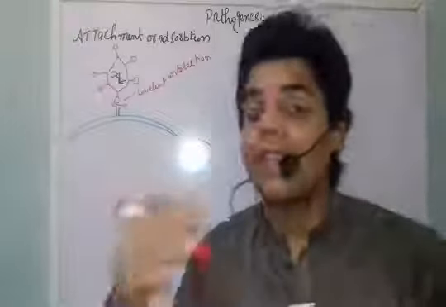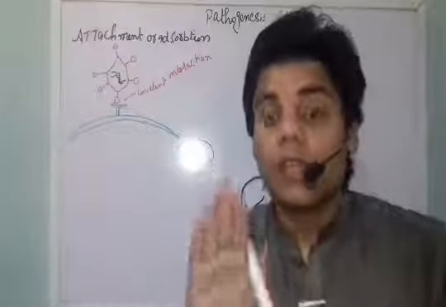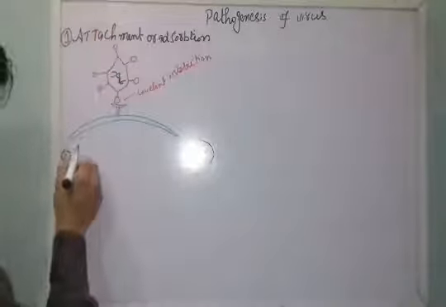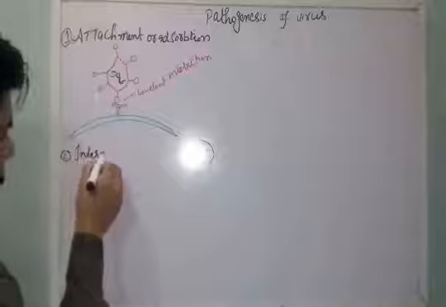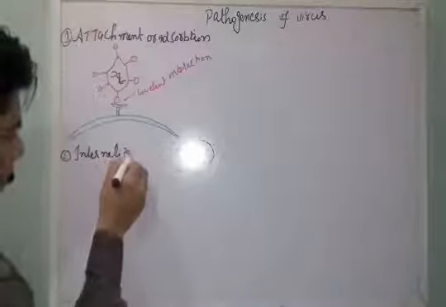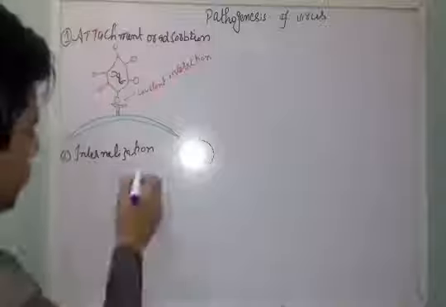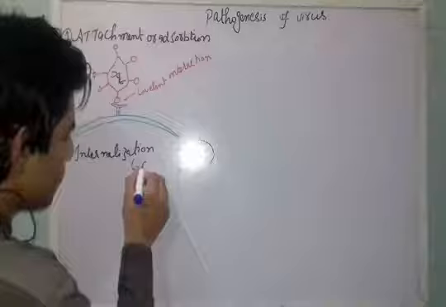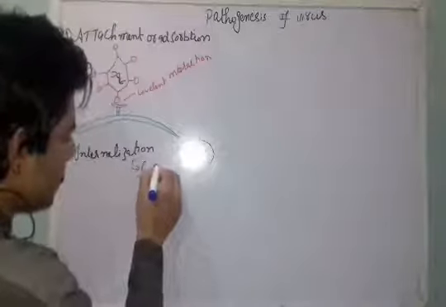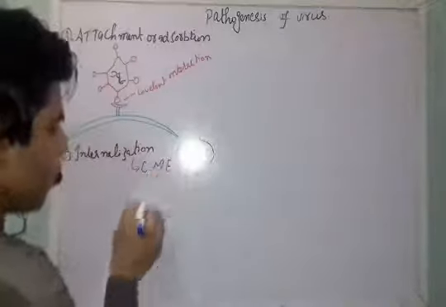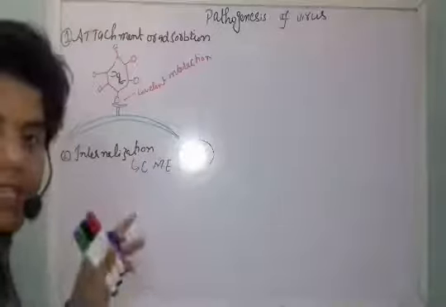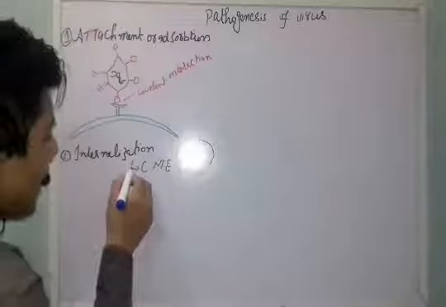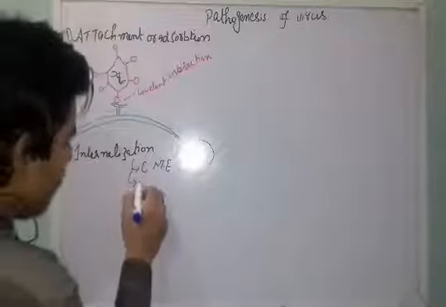Once they are attached, the second step will occur, and we call that internalization. There are two ways through which viruses are internalized. One is cell-mediated endocytosis. In short form, we write CME. C means cell, M means mediated, and E means endocytosis. And the second is membrane fusion.